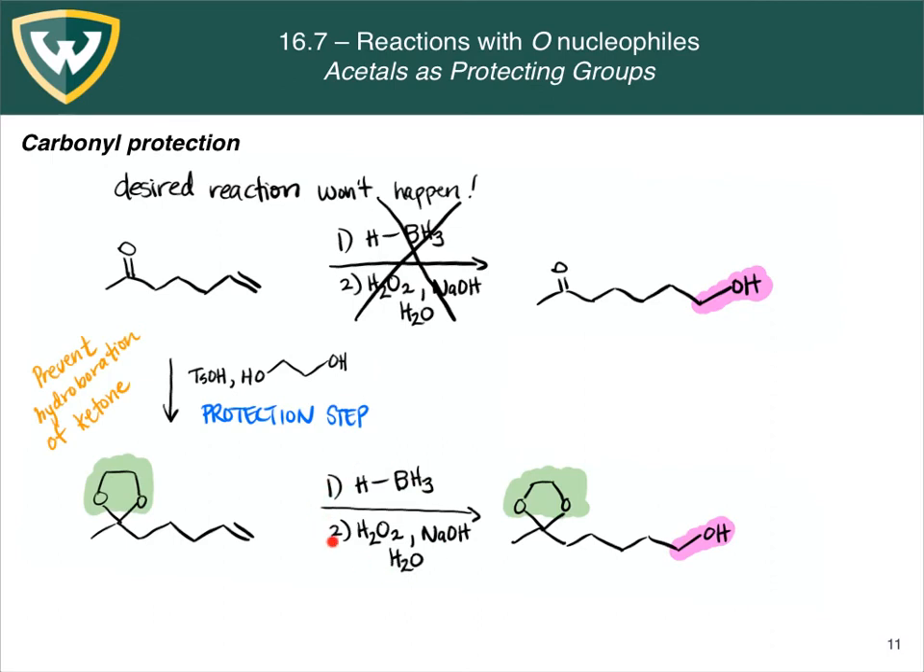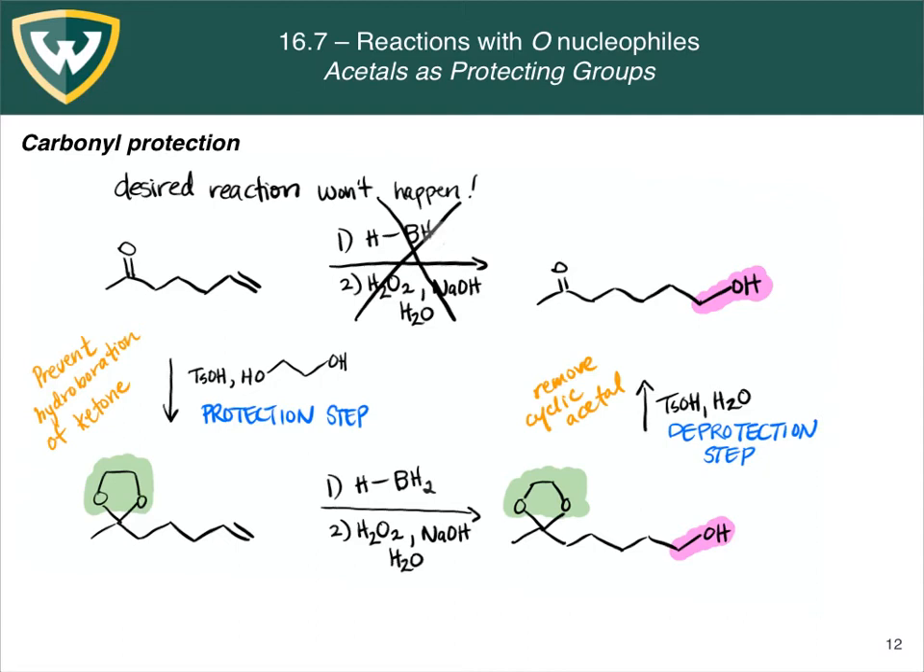So we can treat that compound with the borane, followed by oxidation with hydrogen peroxide in the presence of sodium hydroxide and water, and that is going to give us our desired primary alcohol. Now that we have the alcohol we need, we want to get our ketone back, and so what we want to do is take this back off, and we can do that by treating with tosic acid and water again. That's going to do the reversal of the acetal formation and give us our product ketone.